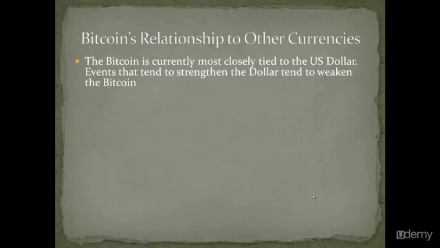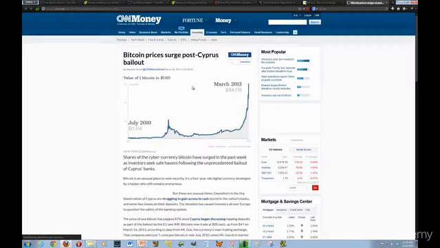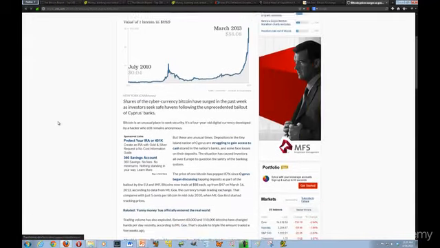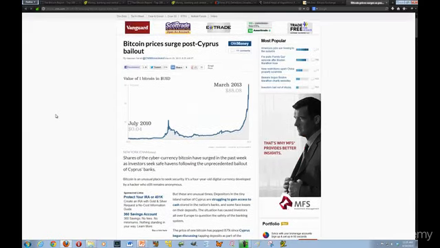Over time, as more institutional investors involve themselves with the Bitcoin, this dollar weakening trend will become much more amplified, similar to gold. Most interesting pattern seen is that if a central bank or a government takes actions deemed to be harmful to the holders of a currency, the Bitcoin tends to rise significantly. The most prevalent event was the Cyprus issue. And to refresh your memory, this is a case where Cyprus decided that they were going to start taking money from people's bank accounts, and the people in the nation were incredibly upset about that.